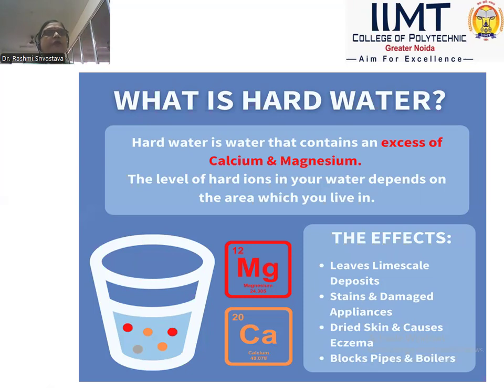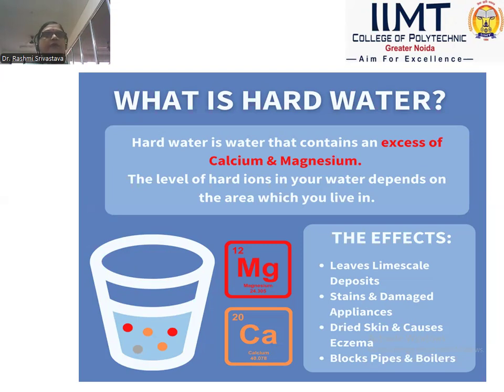How will you define water and what are the types of water? First, I have to define the water. Water is the basic need of every living being, either plant kingdom or animal kingdom. It is the most important content for the survival of living beings. The two types of water are soft water and hard water.